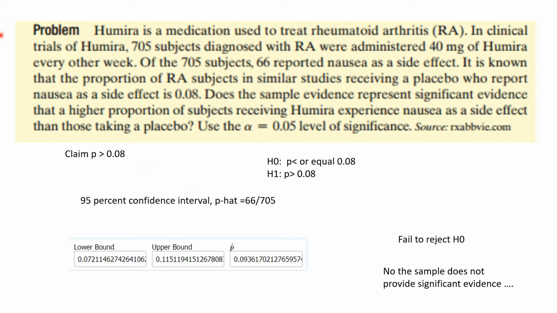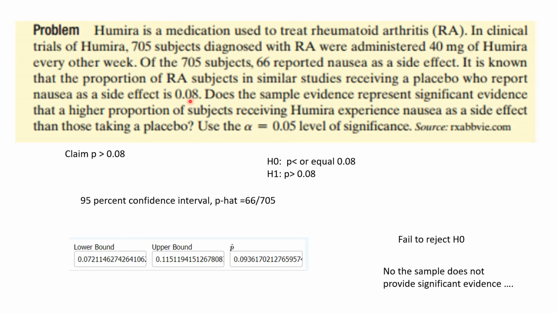Let's look at a couple of examples. So here's a problem. I will read it. Humira is a medication used to treat rheumatoid arthritis. In clinical trials of Humira, 705 subjects diagnosed with rheumatoid arthritis were administered 40 milligrams of Humira every other week. Of the 705 subjects, 66 reported nausea as a side effect.